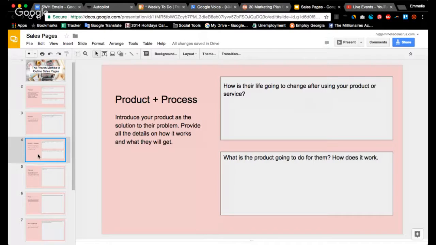The next thing that you're going to want to outline is product and process. Now is when you start giving all of the details. Now is when you start outlining how long the course is, or how many videos they get, or what ebook they're going to download and all that good stuff. This is the part where you outline that piece of information. Okay, so here you're going to still want to talk about how is your life going to change after using your product or service, right?